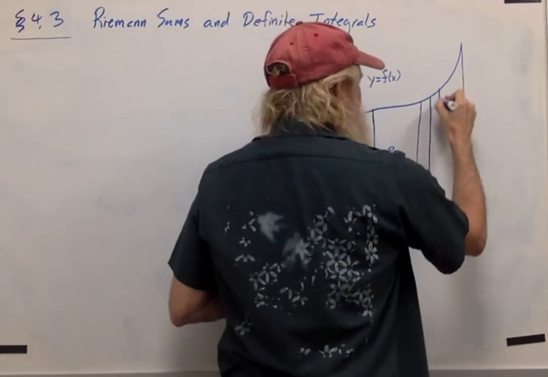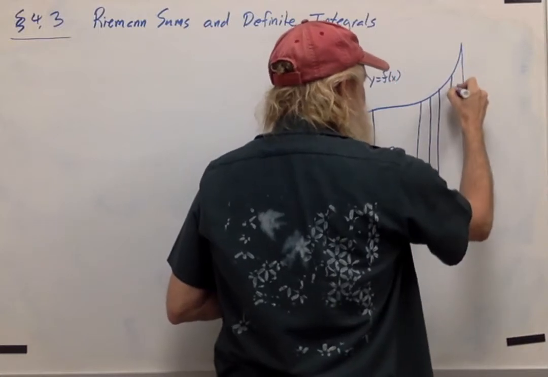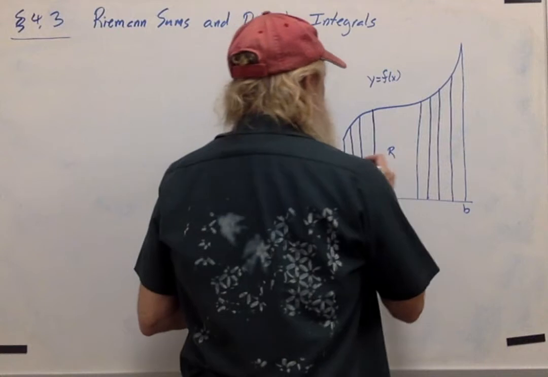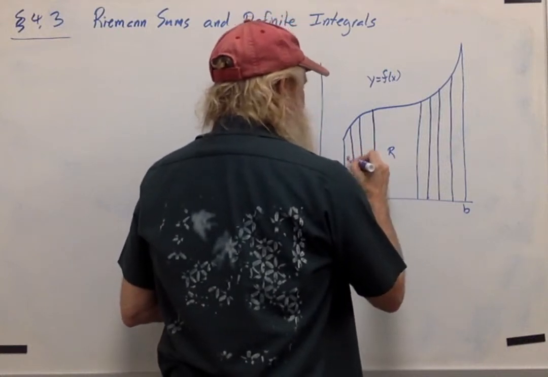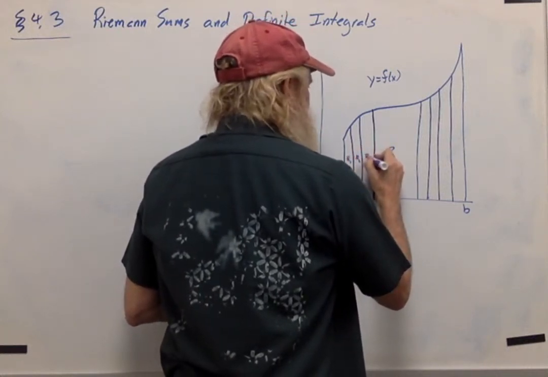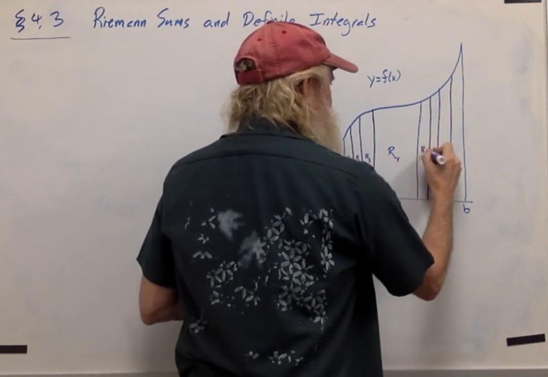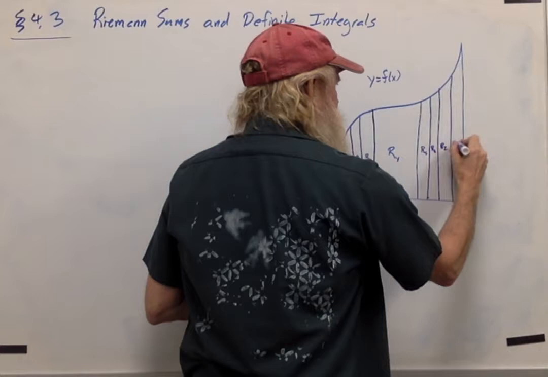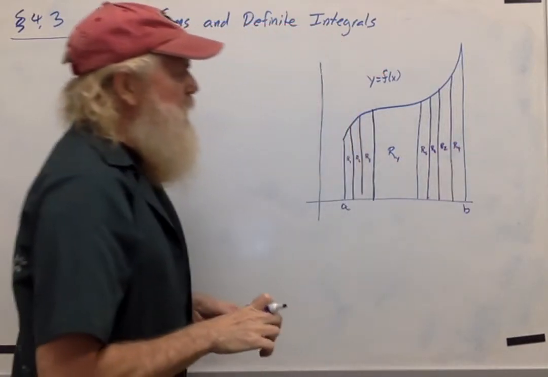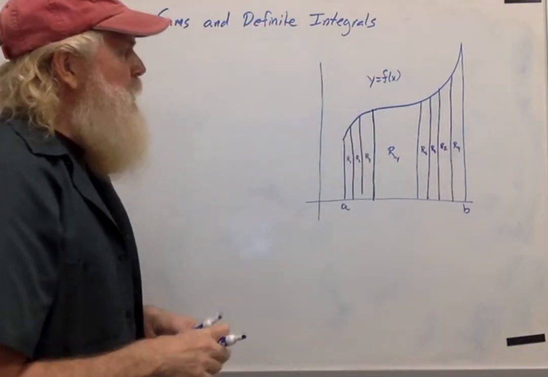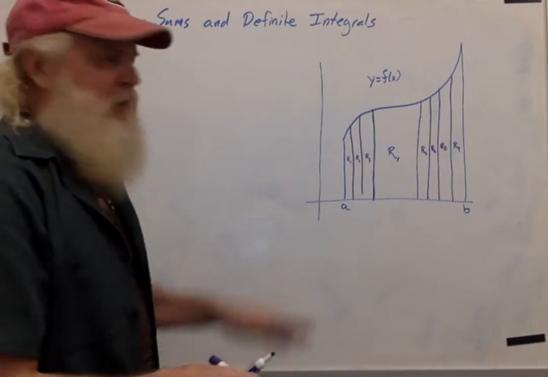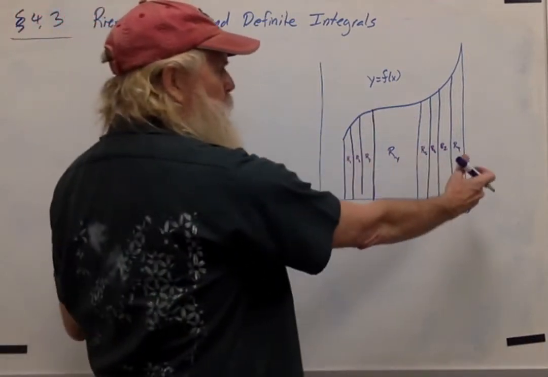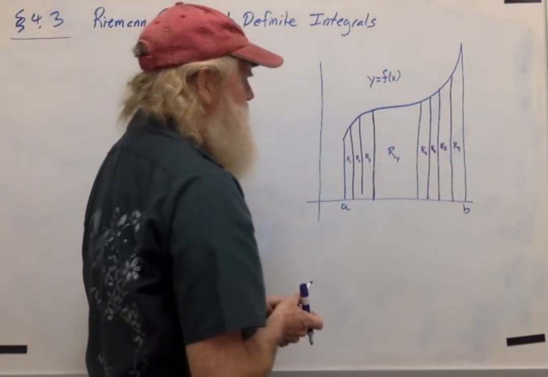So maybe the places where the function is changing, we put more rectangles. The places where the function is relatively constant, we use fewer. So we might split things up a little bit more like this. And there's certainly ways, if you're doing this using computers, that you can program the computer to split it up in such a way. So some of the intervals might be wide, some of the intervals might be narrower.